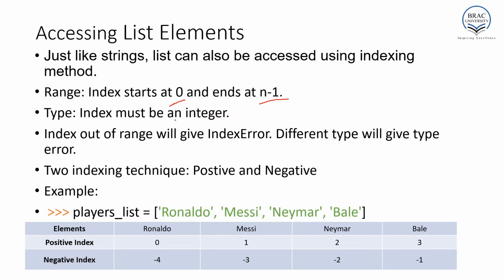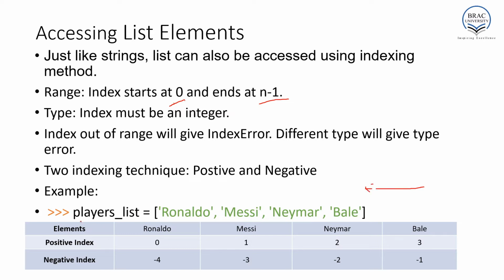The index must be an integer. We saw these two in the string video. We'll get an error if we give an index outside this range. We also saw there are 2 indexing techniques, positive and negative. The positive indexing starts from 0 and gradually moves to the right up to n-1, and the negative indexing starts from -1 from the very end of the list and gradually moves leftwards.